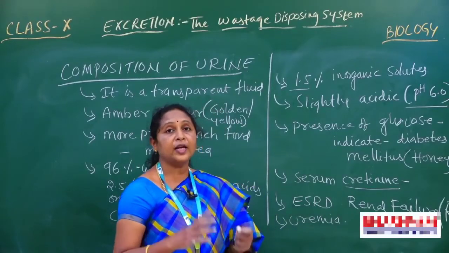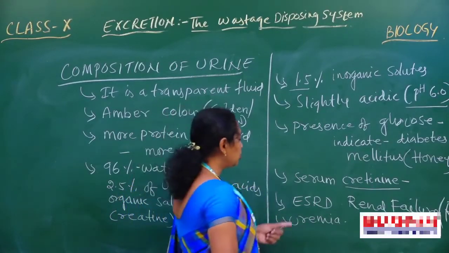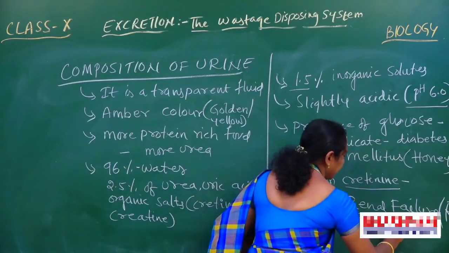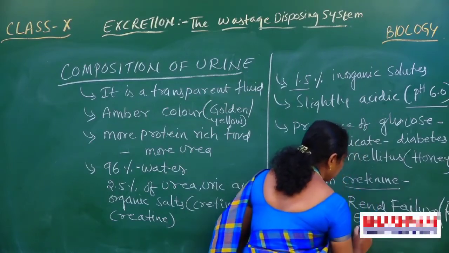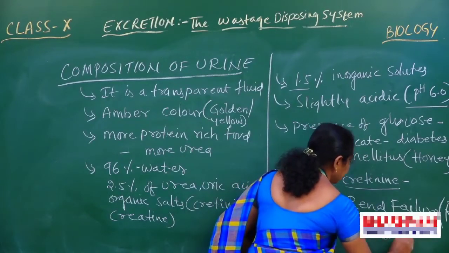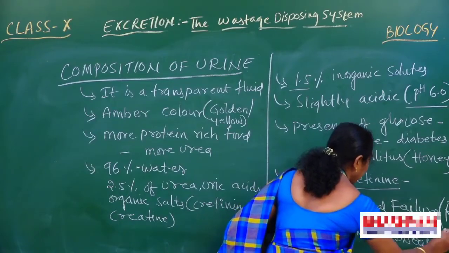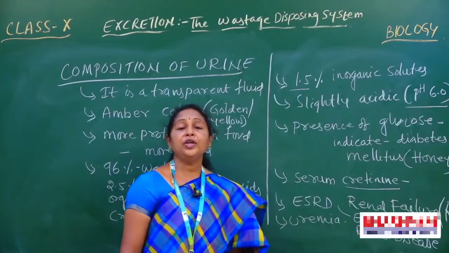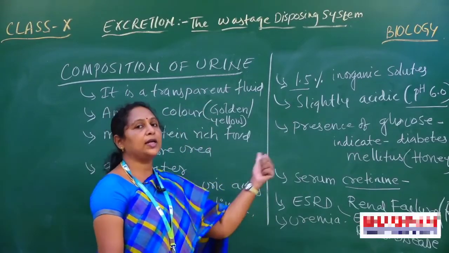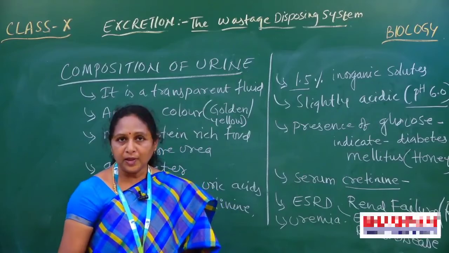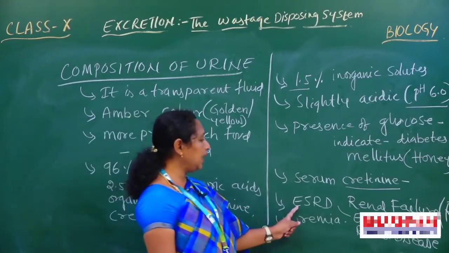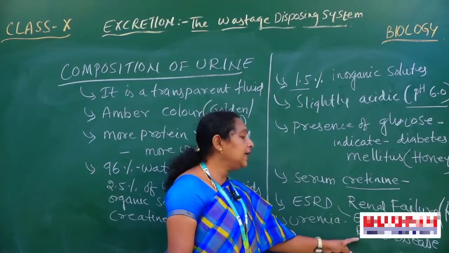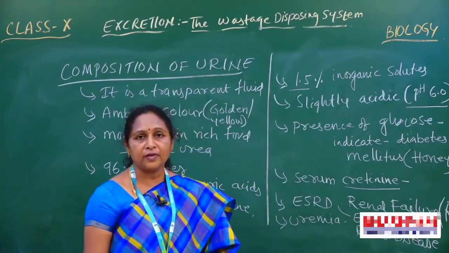Renal in the sense of kidney. So ESRD is the full form of end stage of renal disease. In such a condition, when your kidney fails to filter organic or inorganic salts from the blood, we call it ESRD, or end stage of renal disease.